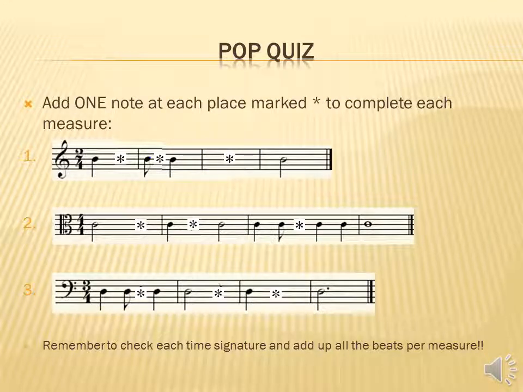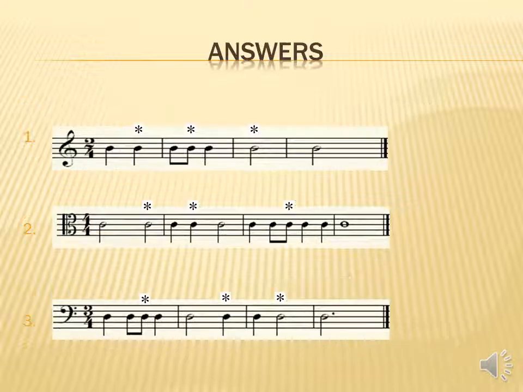Pop quiz. Please pause the video so you can add one note at each place marked with an asterisk to complete each measure. Remember to check each time signature and add up all the beats per measure. Don't worry, the answers are on the next slide. How did you do? Did you get all the answers right?